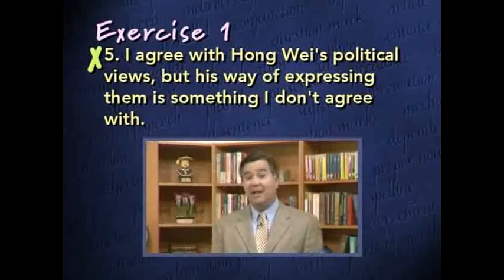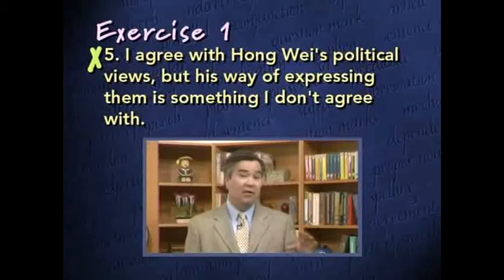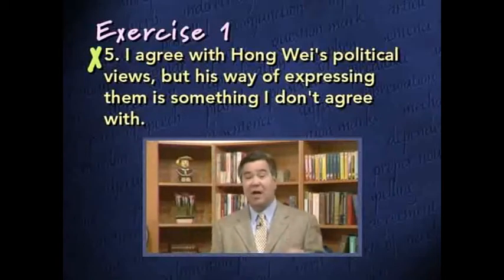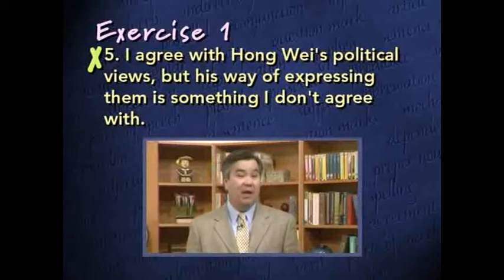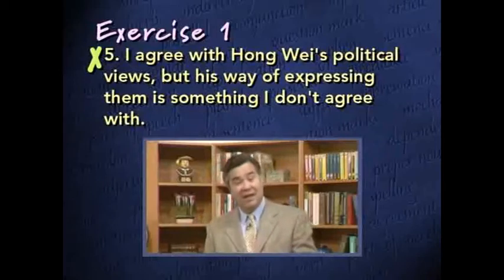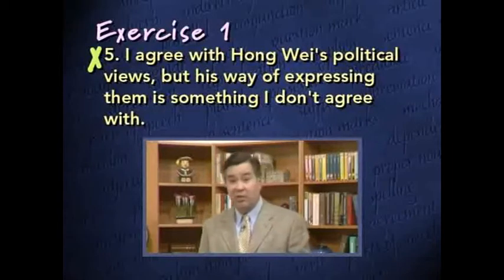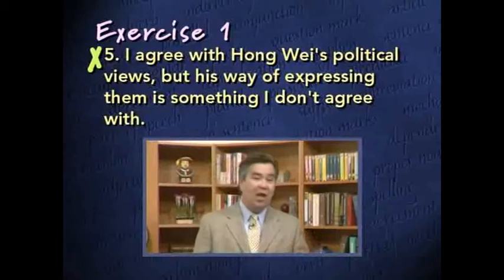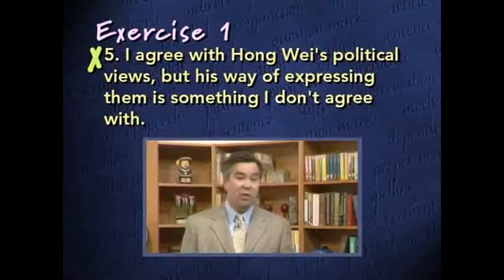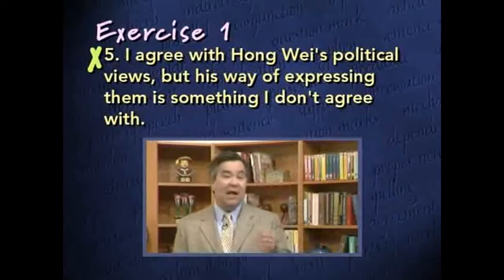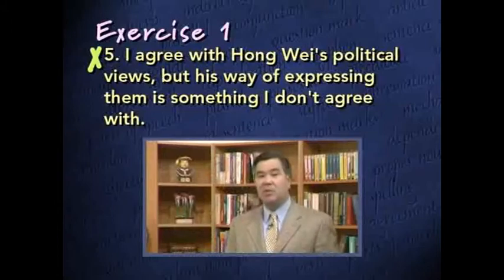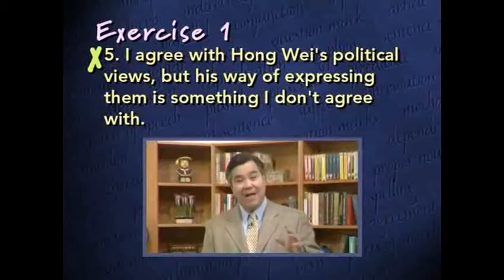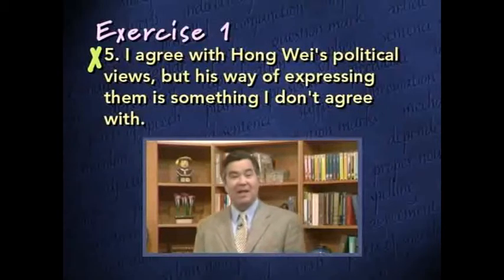Here we have two related ideas. They're related by contrast. The first idea differs from the second idea. In the first idea, the author is describing something that he agrees with about Hung Wei, namely his political views. The second clause is describing something the author doesn't agree with, namely the way Hung Wei expresses them. So we have two ideas that are in contrast to one another. The author agrees with one, disagrees with the other. Now, the relationship between the ideas and the contrast between them would become much clearer if parallel structure would be used. And again, it's easy to revise the sentence to make that the case.